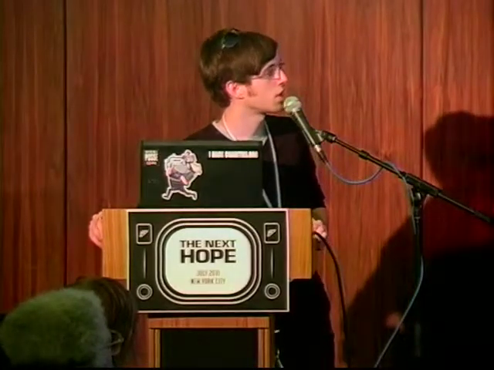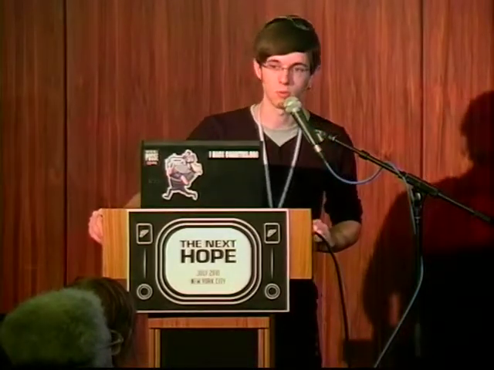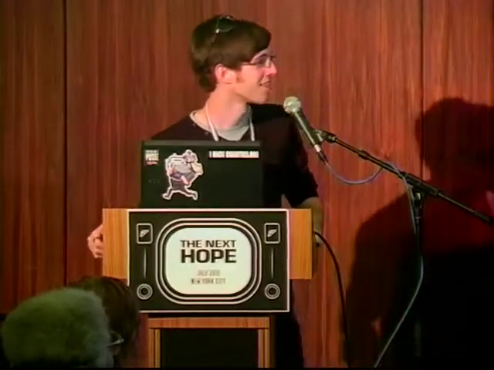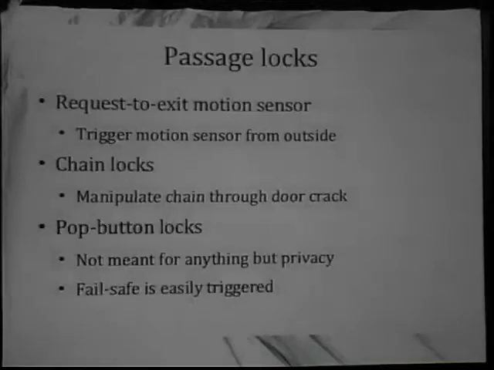Things like chain locks that you'll see on hotel doors are the more recent, like, little... this looks kind of weird. I don't know. Feel like I'm in fifth grade. A lot of these can be manipulated from the wrong side, again, based on lock usage.